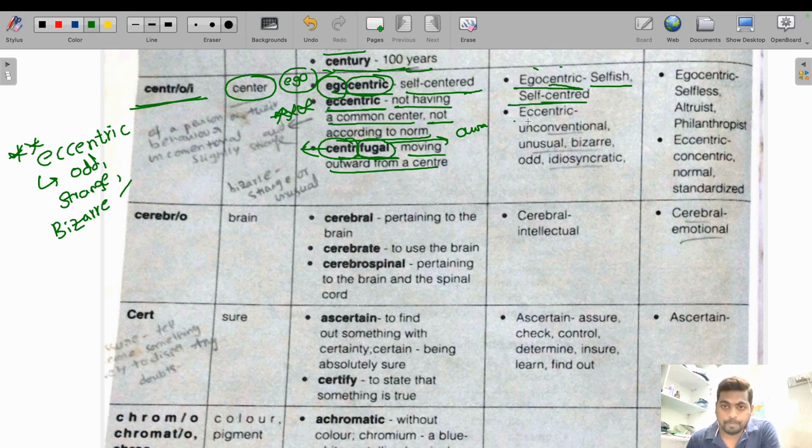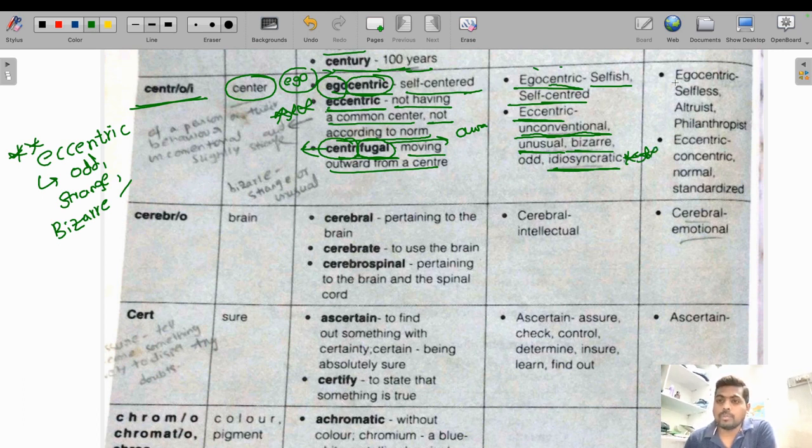Coming to the next one, for eccentric. Eccentric means odd or strange. So they are generally not conventional. Conventional means you are common, but unconventional means you are completely different from the common. Unusual, you are different from the usual, so it is unusual. Another synonym is bizarre. Another synonym is idiosyncratic. Idiosyncratic is a very important one. You can make a special note of this one.